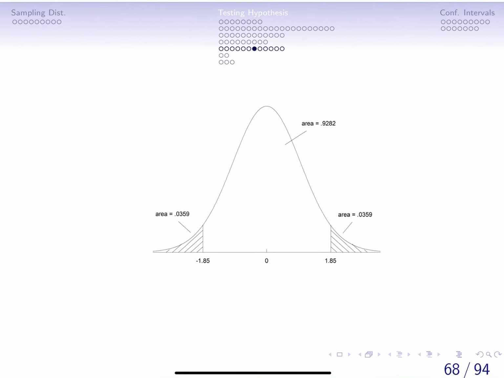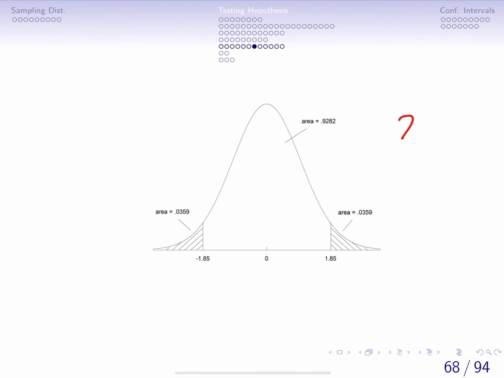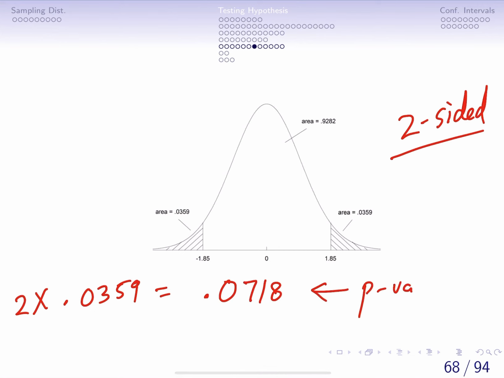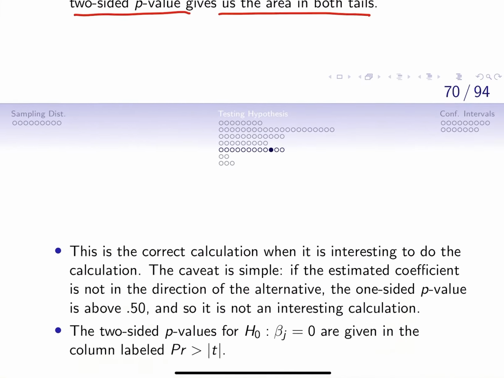So if we go back to this diagram here, this is when we are thinking about the two-sided test. And if you compute what this is equal to, if you multiply this, then you should get 0.0718, which was our p-value. Okay, so that was for our previous example.